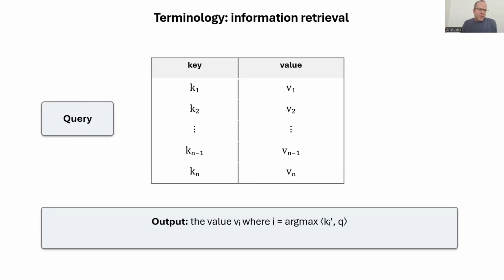And I approach the database, and the output is the value V_i whose key has the largest inner product with the query. Okay, and this is what you see at the bottom. This is the output. So again, each element has a key and a value, and I come with the query, and the output is some value whose key interacts strongly with the query. Okay, so this is the basic terminology of attention.